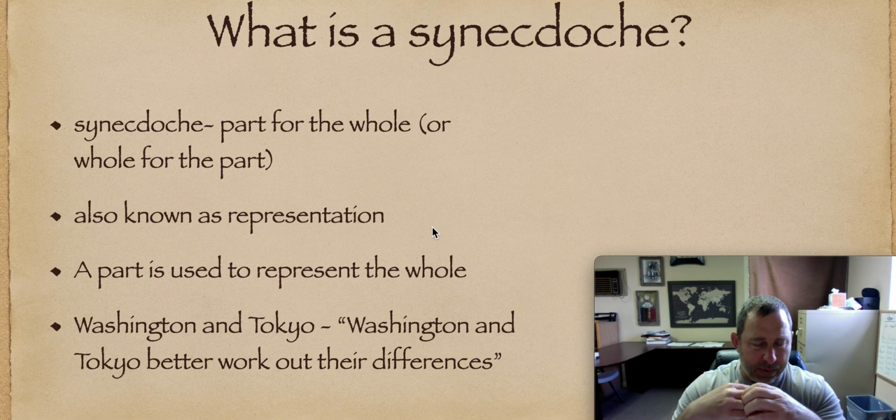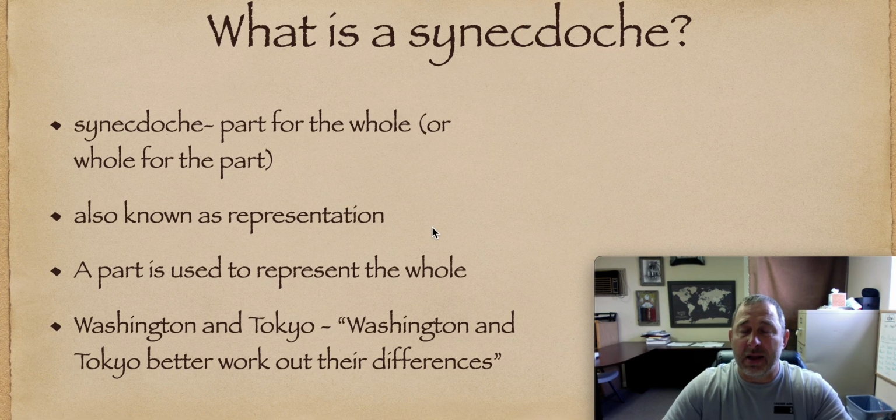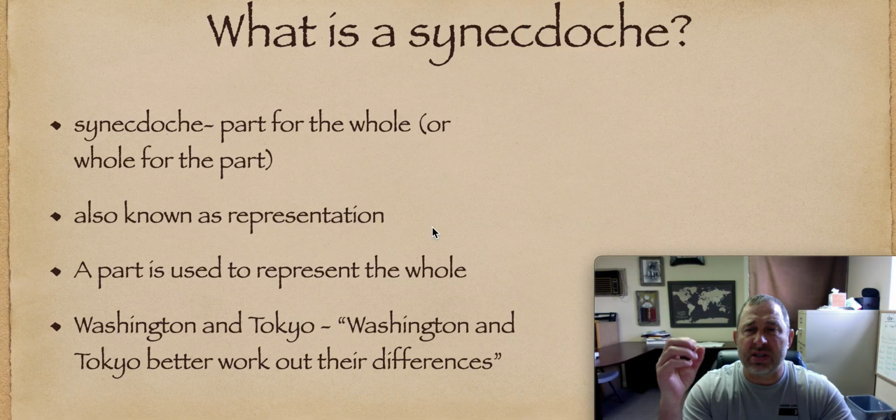And so one example, and I borrowed this from Duvall and Hayes, and again, I referenced their work at the beginning of this, but Duvall and Hayes use this example. We talk about Washington, D.C., and sometimes that expression represents the whole of the United States. So one might be watching the news and it says, Washington and Tokyo better work out their differences. Well, we're not just talking about those two cities. Those two cities are a part that represent a bigger picture, a part that represents a whole.